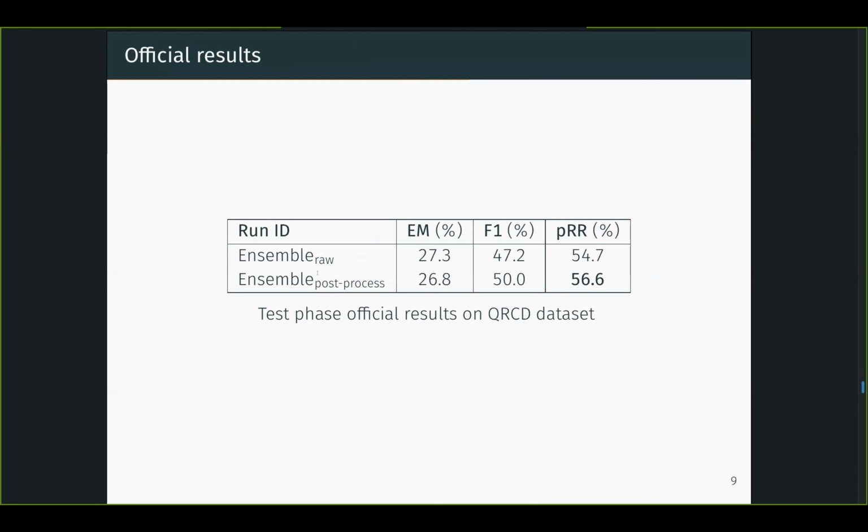Finally, our official results we achieved. Here I'm showing two runs of sample-based models. The first one is the raw outputs before post-processing, and the second one is after post-processing. We were able to achieve an increase of 2% in the BRR metric during the test phase. And most of it comes from the process of redundancy elimination.